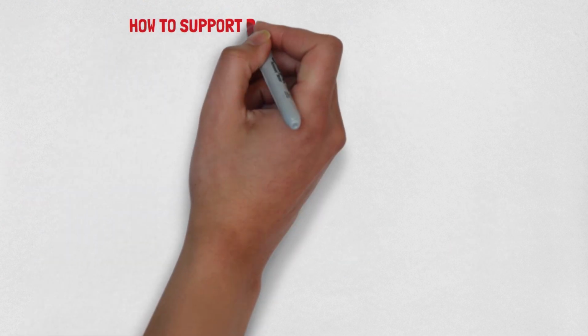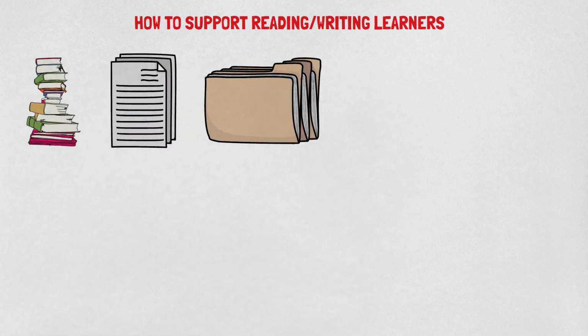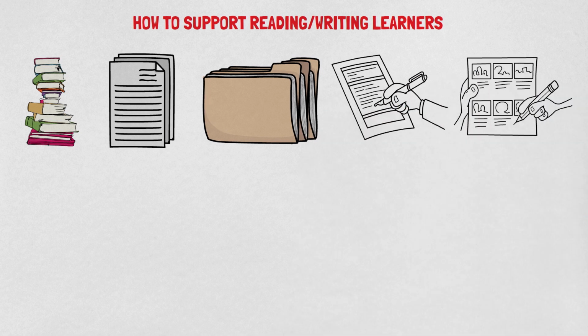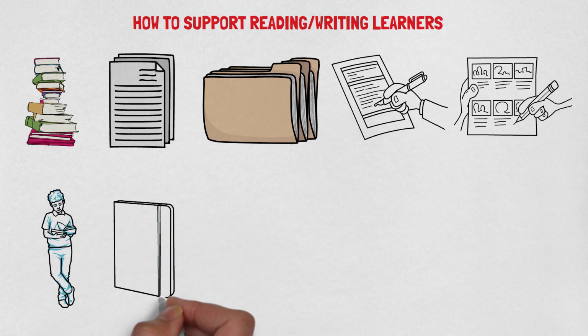How to support reading writing learners? To support reading writing learners, teachers can provide them with plenty of reading materials such as books, articles, and research papers. Writing activities such as essays and reports can also help them reinforce their understanding of the materials. Parents can encourage the child to read books and write in a journal to help them improve their reading and writing skills and better understand the material they are learning.